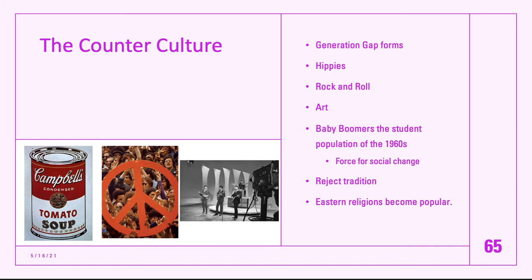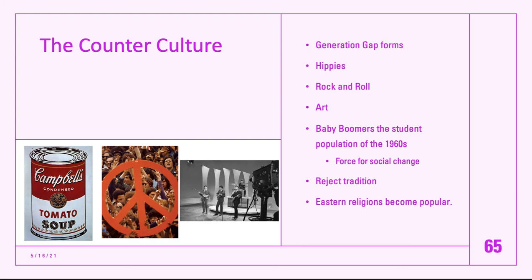Woodstock is going to happen at this time. The Woodstock Festival, held in upstate New York in August of 1969. It was called 3 Days of Peace, Music, and Love. The promoters expected a large crowd, but not the 300,000 to 400,000 people who actually attended. You are going to see art change at this time. You're going to see music change at this time. And the common theme here is a rejection of tradition.